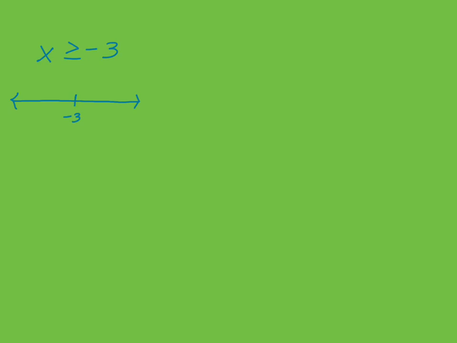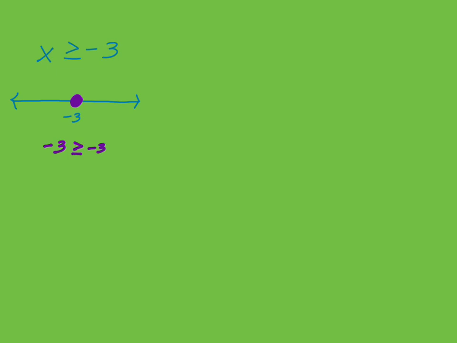So I asked myself, can I use -3? Well, if I put -3 in this inequality, is -3 greater than or equal to -3? Is that true? And the answer is yes, that is true. So we like -3. -3 makes this work. So we're going to put a closed circle at -3. That means we're going to include -3 in our solution graph.